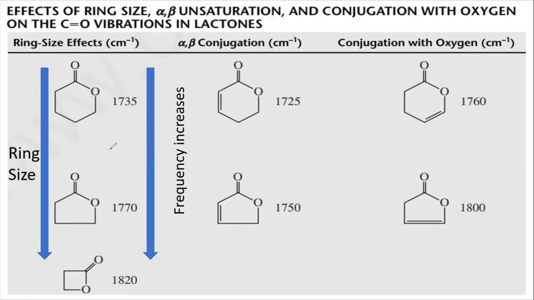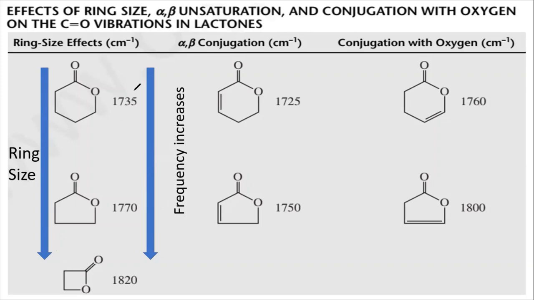If you have a cyclic ester, meaning lactones, in this case, if the ring size decreases, the frequency will increase. If you say it the other way, if the ring size increases, the frequency will decrease. Ring size increases, frequency goes down. Ring size decreases, frequency goes up. Right? So this is one key factor.